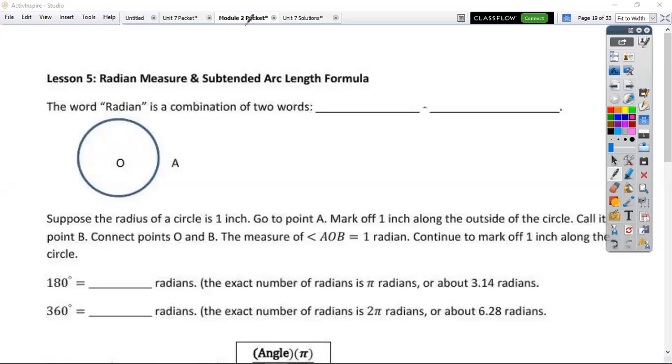Okay, so to begin, we're going to start right at lesson 5 with your radians, your subtended arc length formula, and conversions to degrees. The word radian is a combination of 2 words. So this pertains to a radius and an angle. And again, we're going to do some conversions today, which are going to come right off your formula sheet. So this is just an approximation, okay?